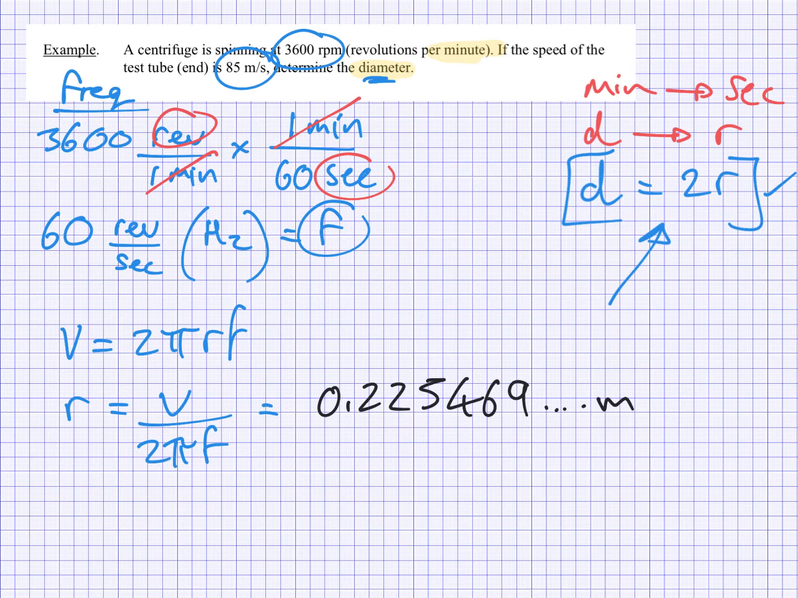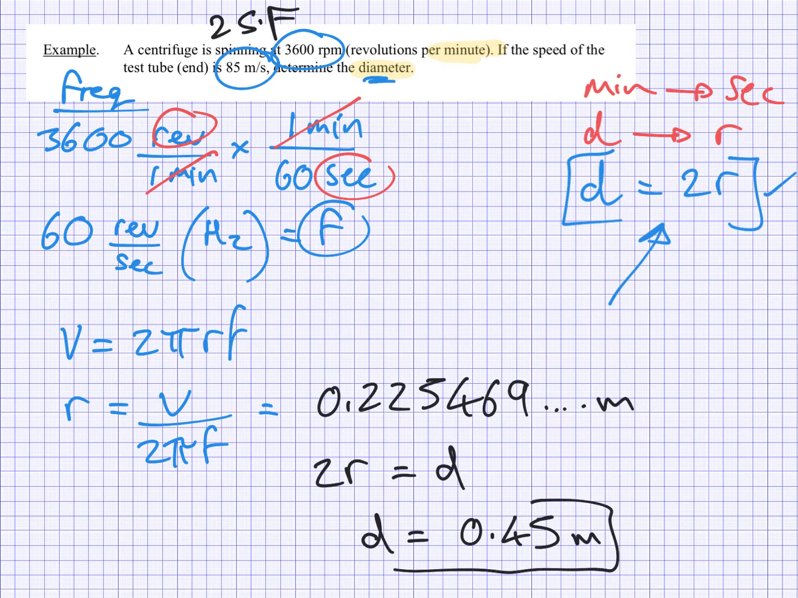Now, that's my radius. So 2r is equal to d. So I'm going to have to multiply this value by 2, which gives me a d, which is what I'm looking for, of 0.45, and I'm going to go to 2 sig figs because I've got 2 sig figs in my question. So 2 sig figs, and that's meters. So my diameter of the centrifuge is 45 centimeters.